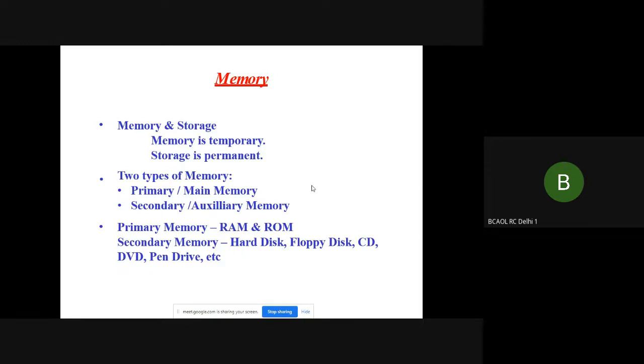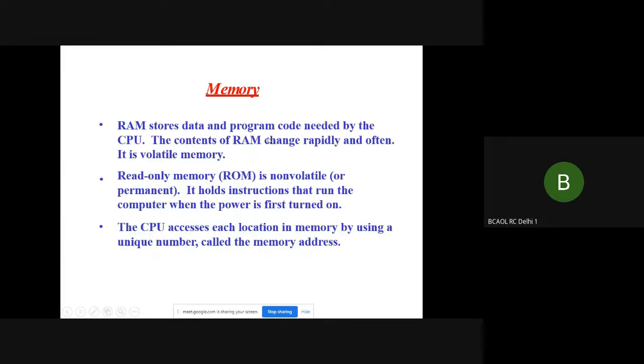The two parts. Now, if we come to memory, I have already told you two differences between memory and storage, right? Memory is temporary, and storage is permanent. And the other word is volatile. Memory is volatile. Storage is non-volatile.